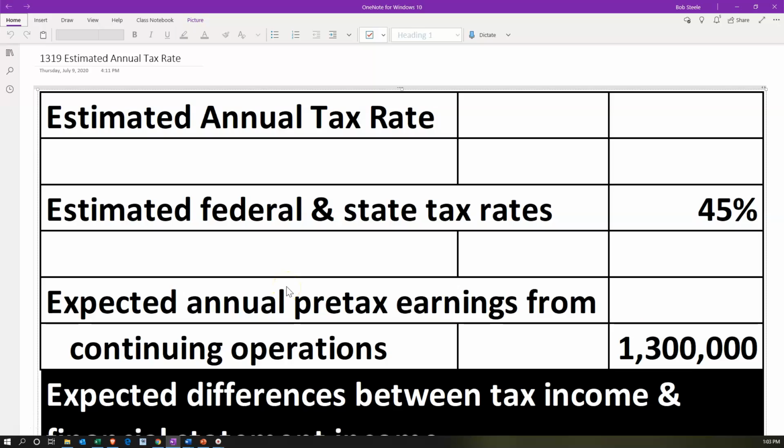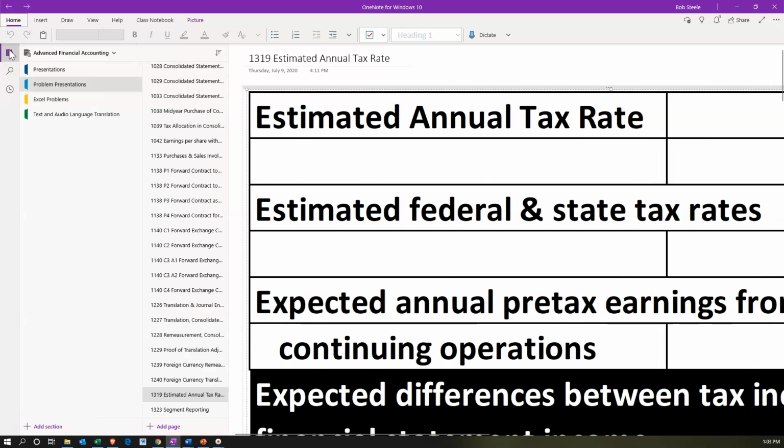Here we are in OneNote. If you have access to OneNote and would like to follow along, you're not required to do so in order to benefit from this, but if you have access and would like to follow along, we're in the 1319 Estimated Annual Tax Rates under the Problem Presentations section. I'm going to close this back up then.